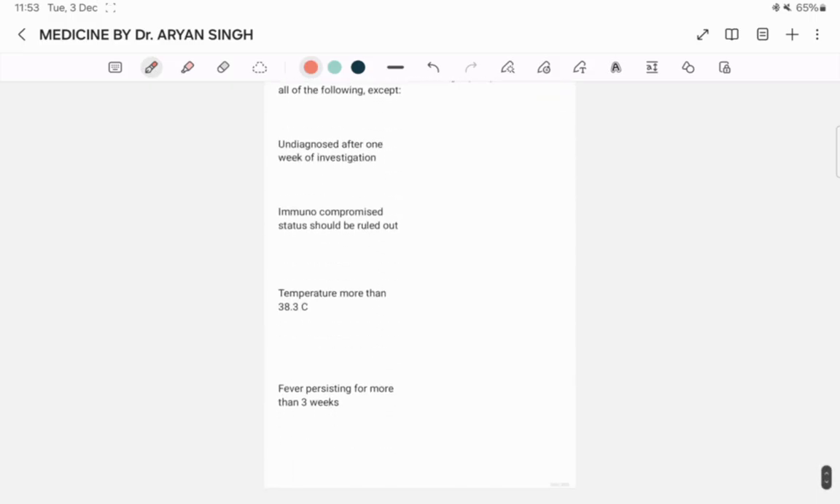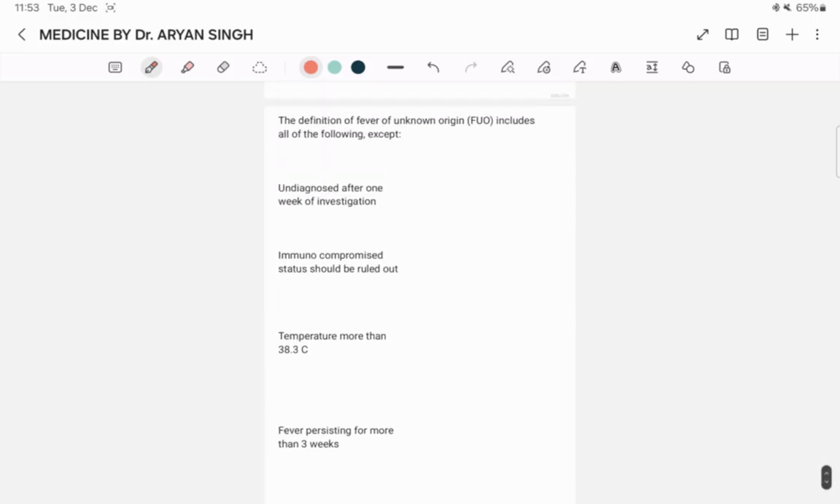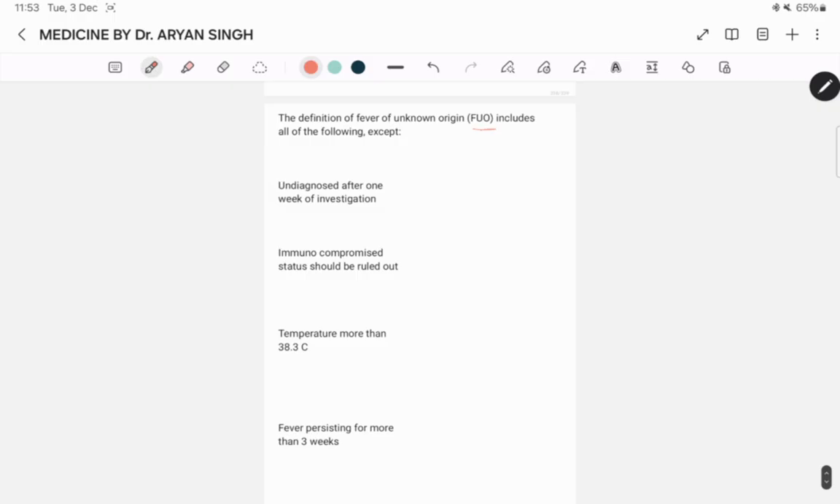Next question. The definition of fever of unknown origin includes all of the following except: undiagnosed after 1 week of investigation. This one is the answer, because the current definition of fever of unknown origin does not include undiagnosed after 1 week of investigation. The criterion of diagnosis uncertain after 1 week of evaluation, which was previously a part of the definition, has been removed.